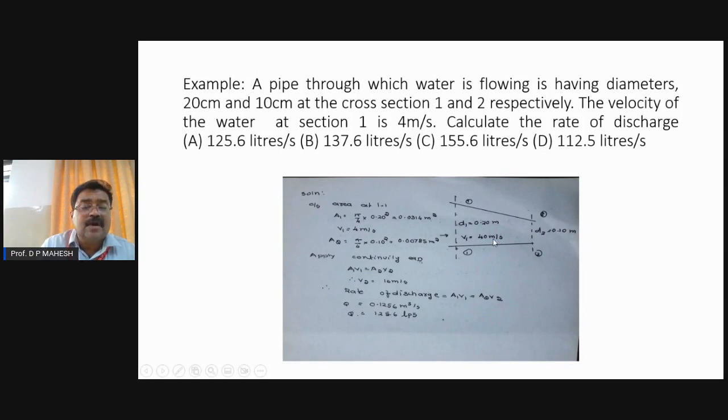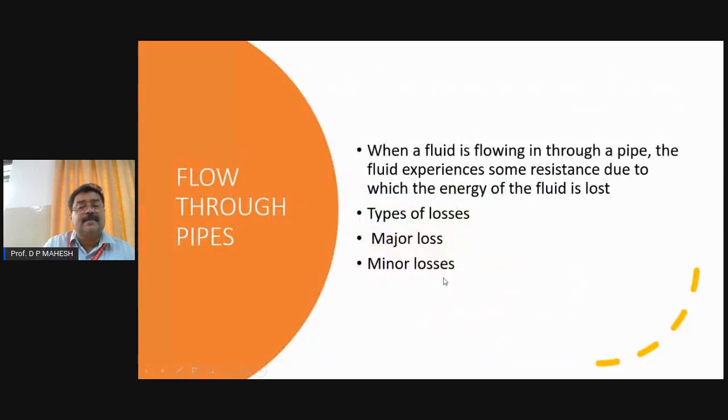There is an equation called the continuity equation, which says that A1 into V1 is nothing but the flow rate, and irrespective of the cross section, the flow rate will remain the same. When you use A1 into V1 equals A2 into V2, all the values are known except V2, which can then be found. Once V2 comes, we can calculate the rate of discharge, that is A1 V1 or A2 V2, which becomes 0.1256 meter cube per second.